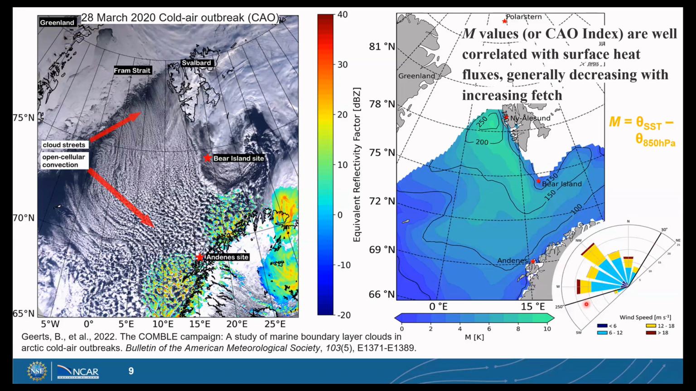At the Andenes site, the winds were mostly from the northwest during the CAO conditions, which is expected. We'd expect this kind of onshore flow from the open ocean, right?